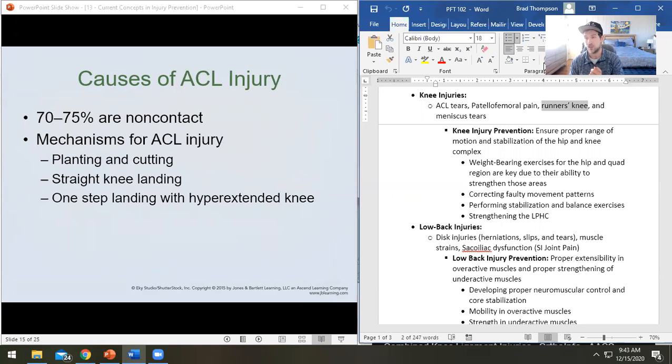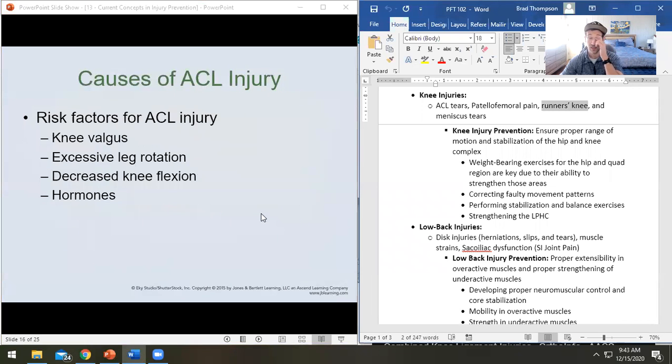But ACL injuries, up to 75% of them are non-contact. Whenever I say non-contact, what I mean is completely preventable, should not have happened if we moved the way we're supposed to move, you know? Injuries that shouldn't have happened, but they did because we have tight muscles. And usually they happen from planting and cutting, sometimes with a straight knee landing.